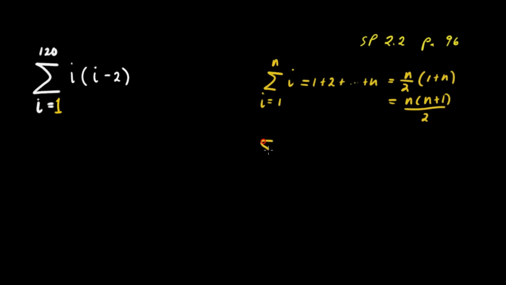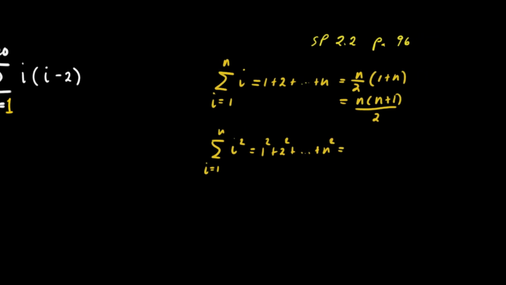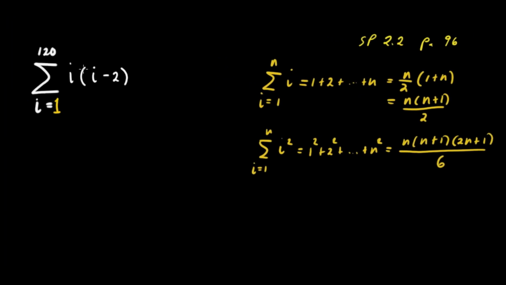And we have a summation of i squared as i runs from 1 to n. That's equivalent to 1 squared plus 2 squared plus up to n squared. And the formula for this is n times n plus 1 times 2n plus 1 over 6. I'm going to create another video para ma-derive natin bakit ganito yung formula ng summation ng first n square numbers. And let's go back to the problem.